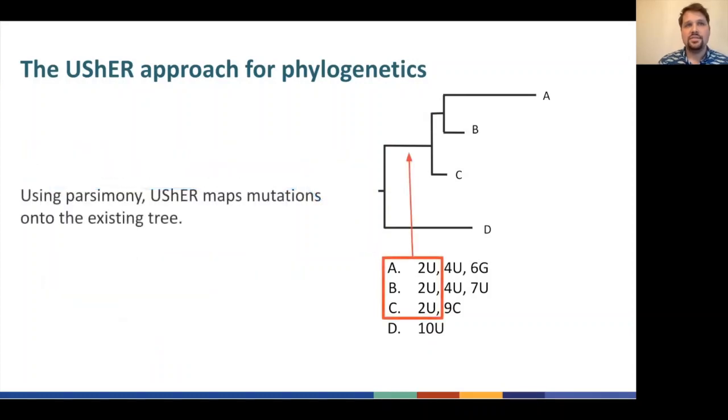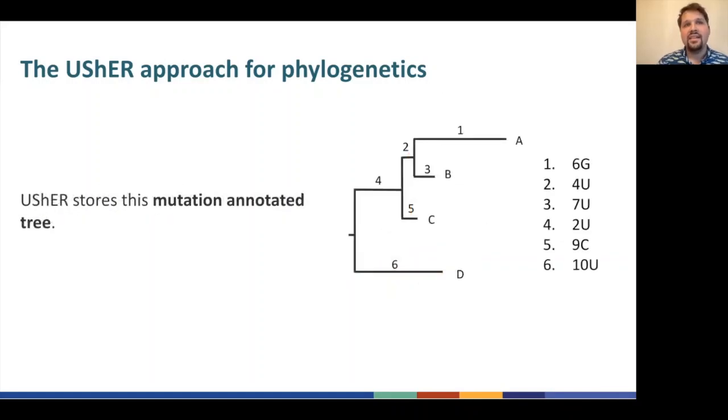UShER uses this input to infer the positions of each mutation on the input phylogenetic tree. For example, this mutation circled in red is the one that occurred at position 2. The substitution to U is shared by samples A, B, and C, so we can surmise this mutation occurred on the branch of the tree where these three samples are descendants. We call this finalized object a mutation annotated tree, where each branch is labeled with a number on the tree and the mutations that UShER inferred to occur on that branch are listed to the right.